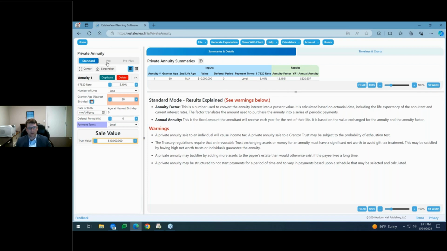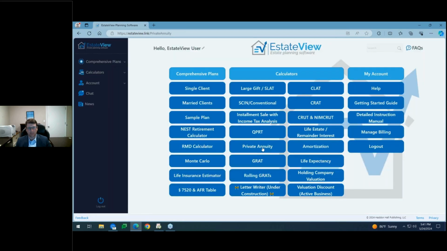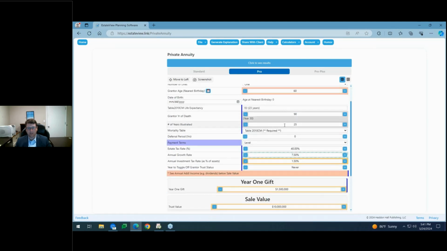So now let's go into pro mode. We're going to keep the same inputs here. A couple of additional inputs that I'll walk through. It automatically carried over my inputs that I had previously. But the additional factors that I can show is now I'm building a spreadsheet that I'm going to be able to show to the client.